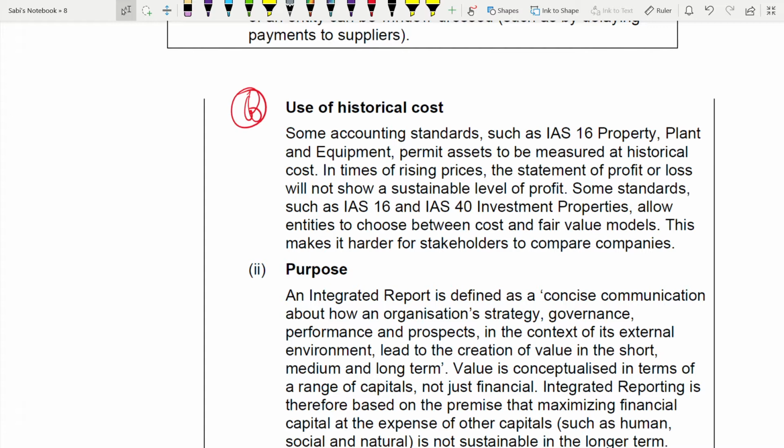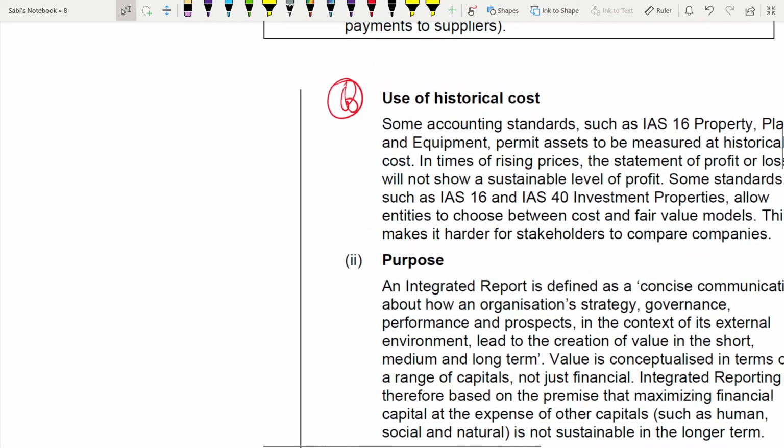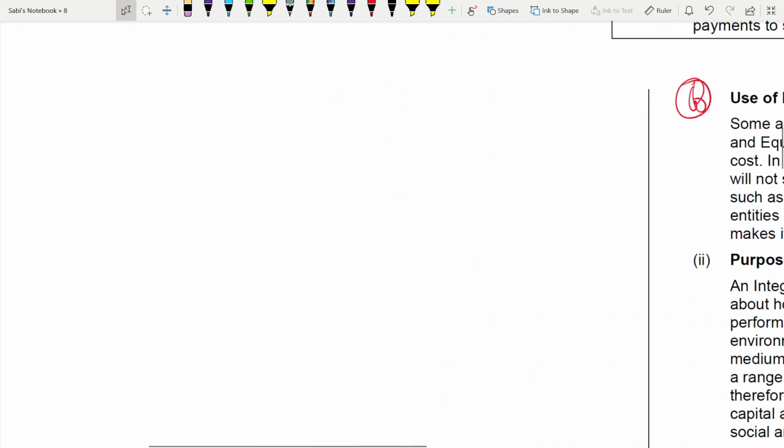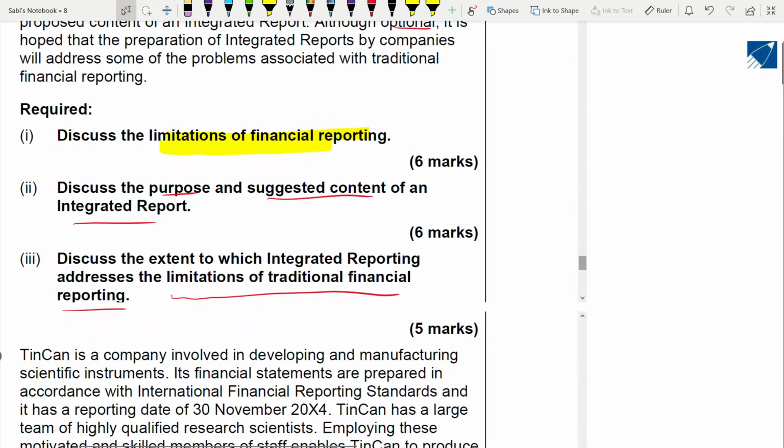Because some are using cost and some are using the fair value model, it is very hard for the stakeholders to compare the companies. So these are the 6 issues with financial reporting. Now we are moving towards the purpose and the content of integrated reporting. Let's see the marks. Here also 6 marks.